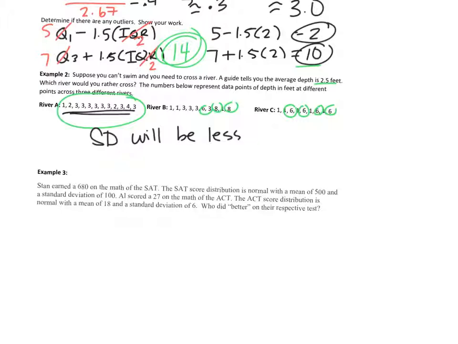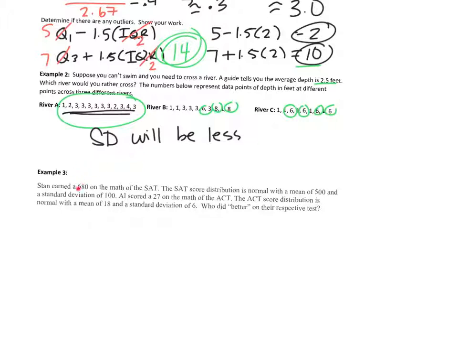Example 3. This is kind of an interesting example. Stan earned a 680 on the math of the SAT. The SAT score distribution is normal with a mean of 500 and a standard deviation of 100. Al scored a 27 on the math. The ACT score distribution is normal with a mean of 18 and a standard deviation of 6. Who did better on the respective test?